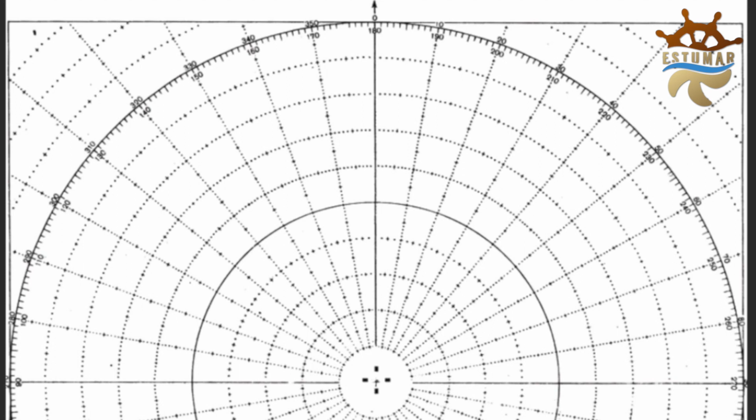And this is the thing that you can see on the screen. Here we normally use 6-minute vectors. Why is that? Because it's easy for calculation. It is tenths of the hour, and also easy to plot.